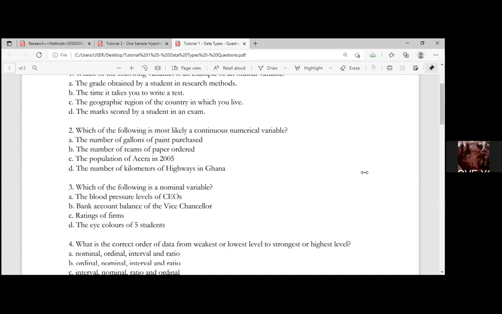Any other idea? Any other view? So Benjamin, lower your hand. Any other view? Blood pressure level. Courage, do you want to talk? Blood pressure level. Now, what are the levels of BP that we have? Yes, Princess. High and low. High, low, normal. Now, high, low, normal, are they numbers? No. So is it a numerical variable?